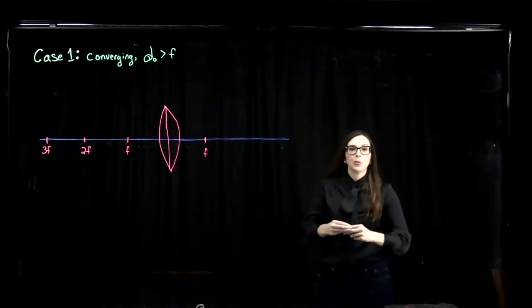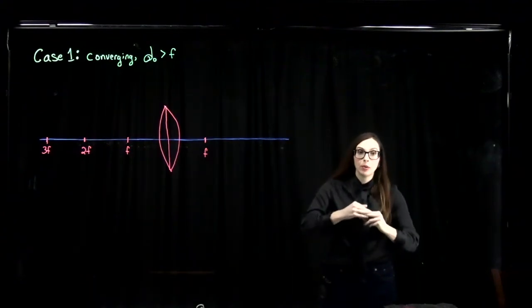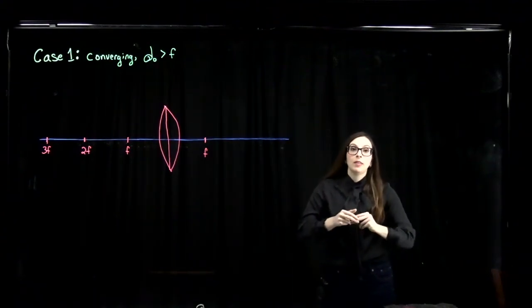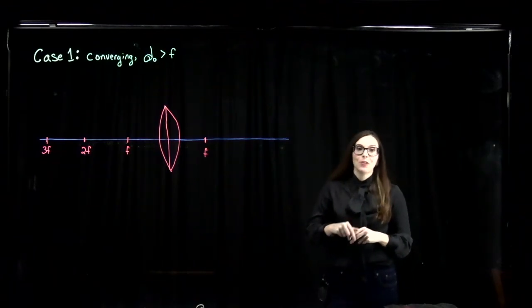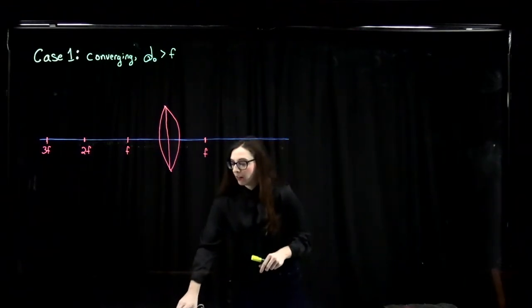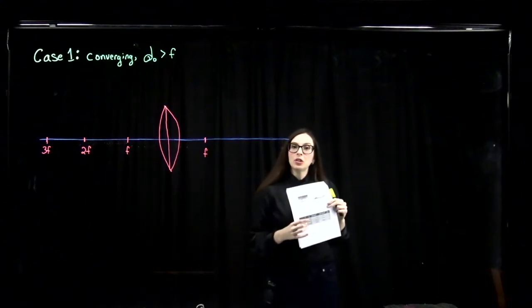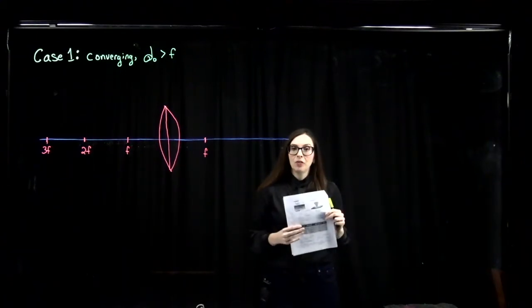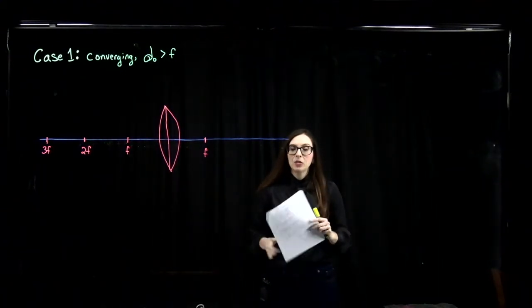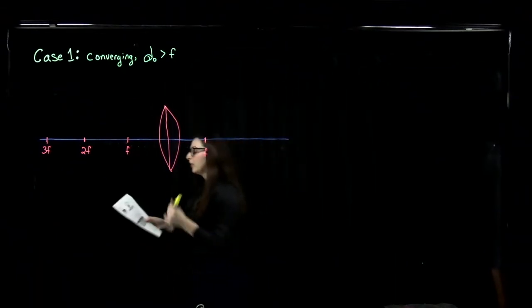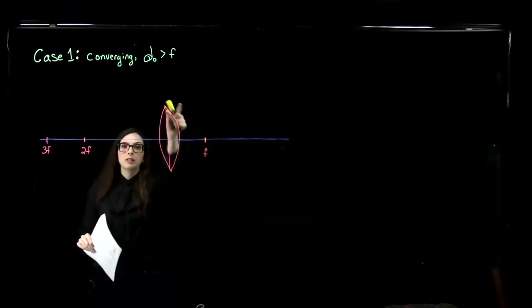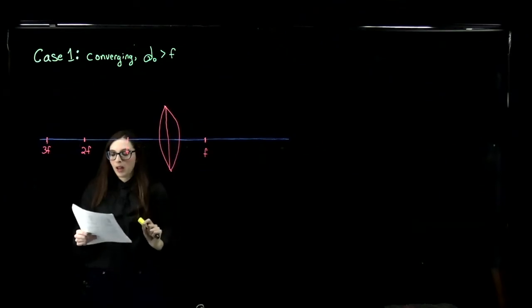We're going to work through 3 different examples of thin lens problems. These are the 3 different cases for thin lenses that are listed on your equation sheet, so you have an example of all 3 of them, okay? Our first case is when we have a converging lens, a lens that looks like this shape, okay?